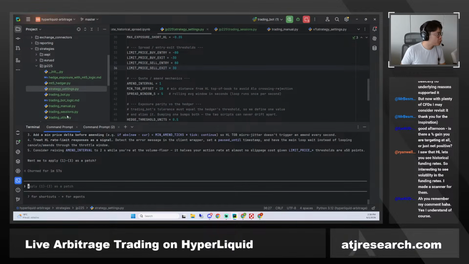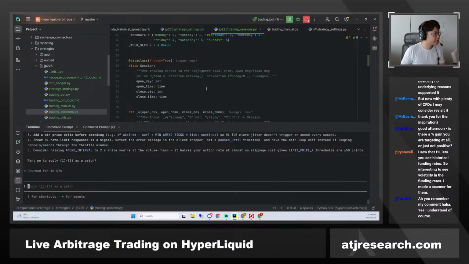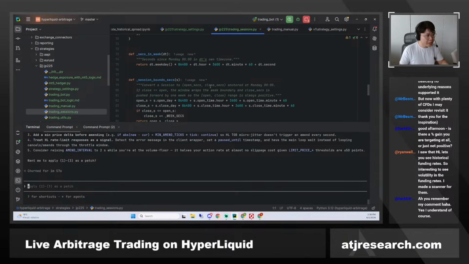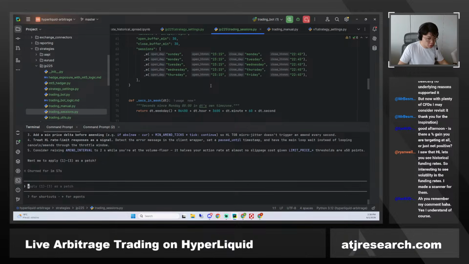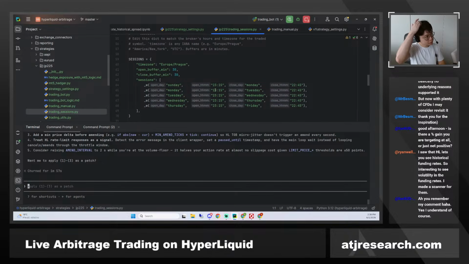I need to work on the trading sessions today, right? So what we have here is that every symbol on MT5 has trading hours. The markets close on a regular basis. So we need to tell the trading bot to stop trading Hyperliquid when MT5 is down. So that's what we need to do.